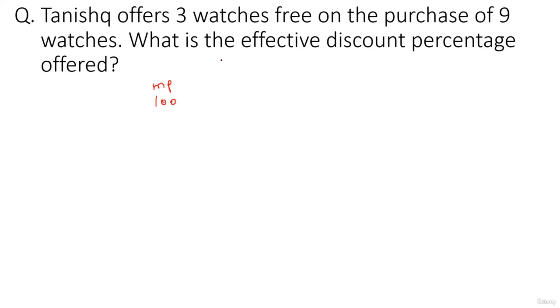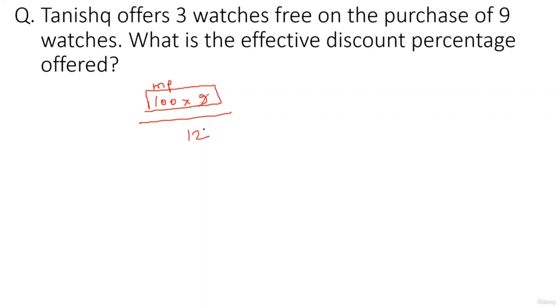So you're purchasing 9 watches, which means you're paying for 9 watches. For 9 watches, you'll be paying 100 multiplied by 9. So you're getting 3 watches free, right? You're not getting 9 watches only. You are getting 9 plus 3, 12 watches, right? So effectively, this entire amount is the total price for 12 watches. So effectively, what is the price of each watch? This entire thing divided by 12, right?